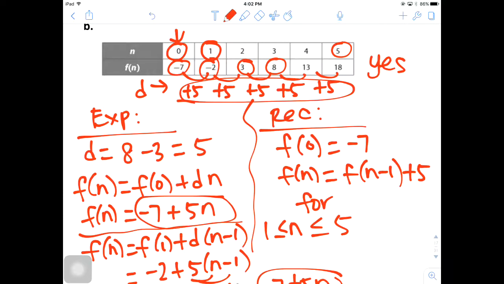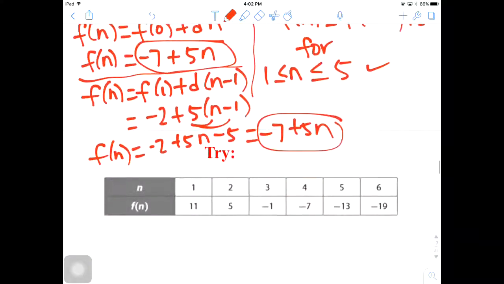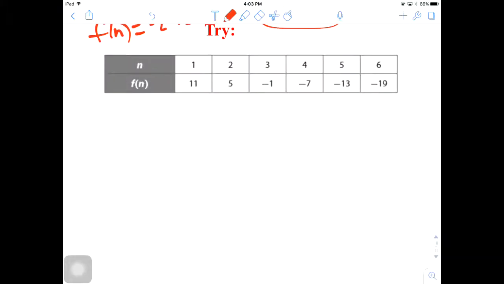So the 0th term is given, and then for the first through 5th term, you just take the previous term and add 5, and that is how you will describe it using the recursive rule. So we've done two problems together. Now you guys are going to go try one on your own. Go ahead and try this problem. Pause the video first, try it, and then check your answer.